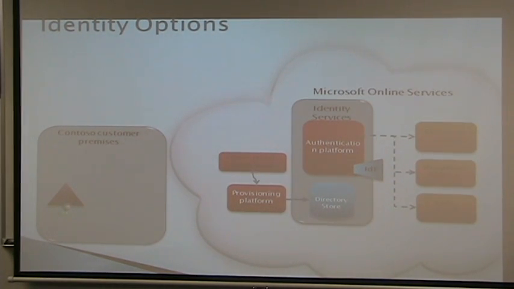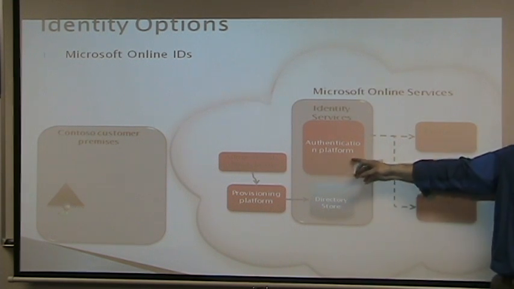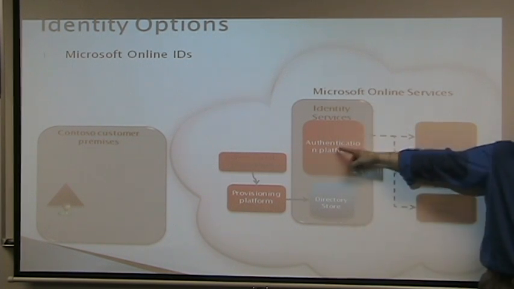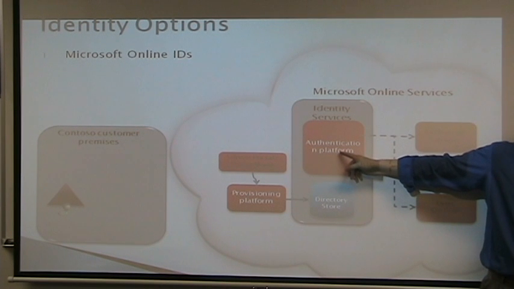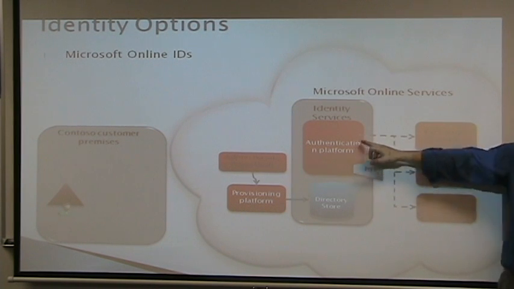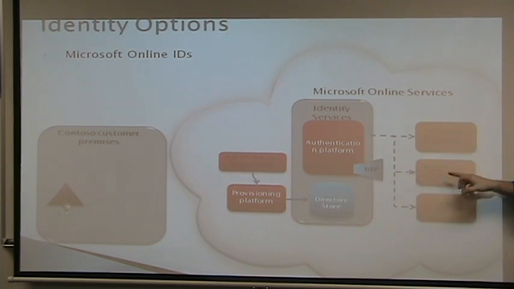So this basically is going to visualize what I just told you. Your first scenario is going to be your Microsoft Online IDs. They've got the authentication platform in the Microsoft Online services. So when a user logs in, they're logging in directly into the authentication, authenticating against the Microsoft authentication platform. And then that Microsoft authentication platform is going to authenticate them to Exchange, to SharePoint, and to Lync.